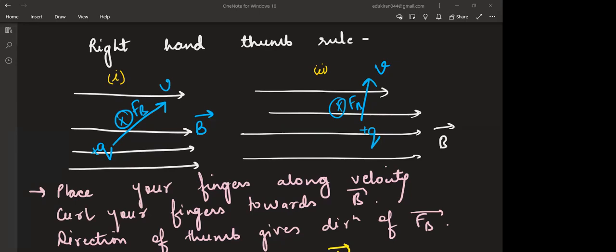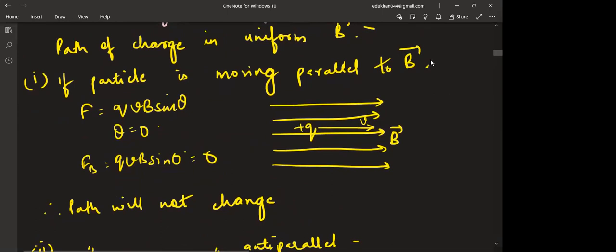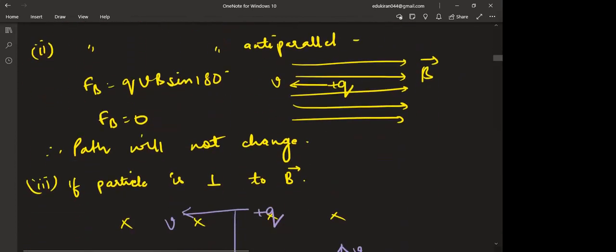All right, so right hand thumb rule. Now see, just remember four cases you have to study. If the particle is moving parallel, the path will not change. Directly the force will be 0, because the angle is 0, theta, that is in QVB sine theta, is 0. When V and B are anti-parallel, at 180 degrees, again FB will be 0, so the path of the particle will also not change.